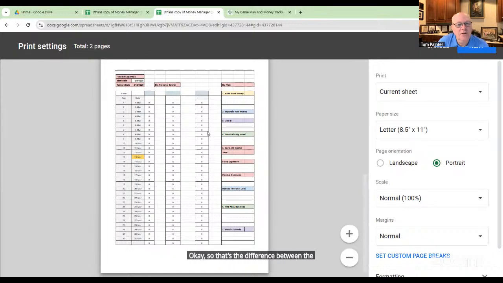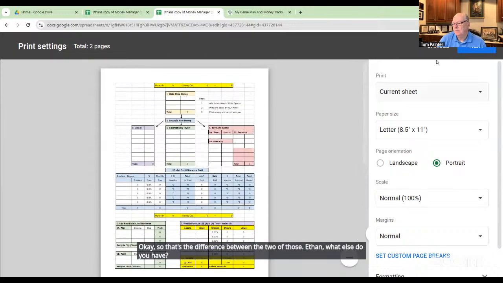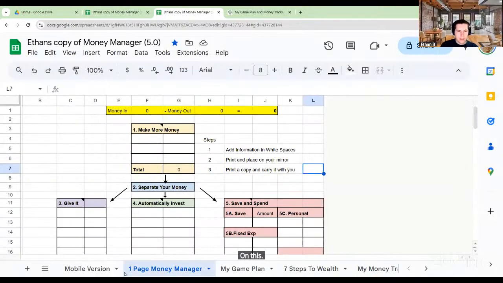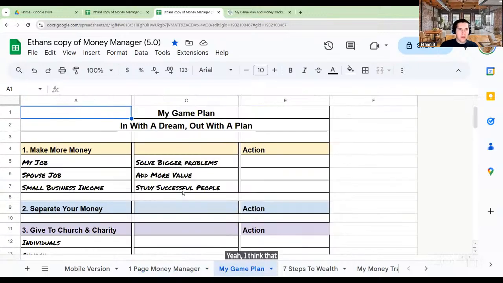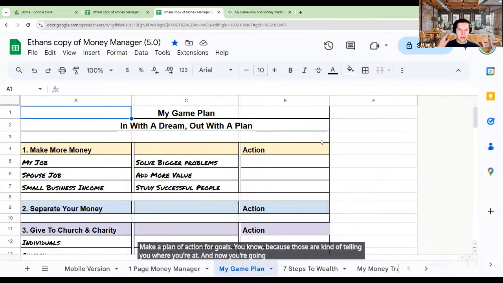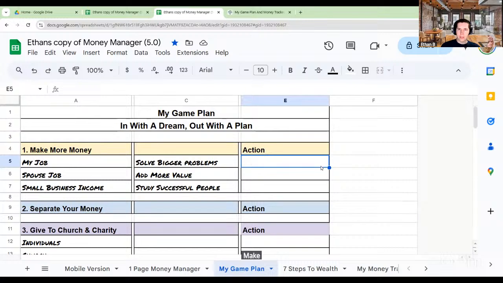Ethan, what else do you have on this? Yeah, I think that's a great start. We've also got a game plan here, so you guys can go make a plan. You can make a plan of action for goals, because those are kind of telling you where you're at. And now you're going to say, okay, well, I need to make more money. What am I going to do? How am I going to make more money in my job? What's my action plan this week or this month?